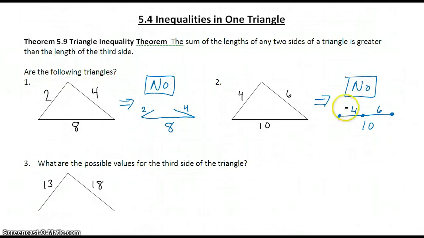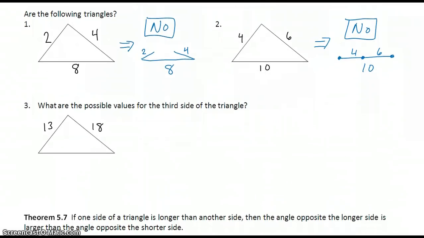The only way we can get a triangle is when our two sides together are long enough, bigger than that third side. If we look at example 3, what are the possible lengths for the third side? Well, let's call that third side x. Could x be 1? Well, if x is 1, these two sides together would be 14, and they wouldn't be long enough to meet this 18 side.